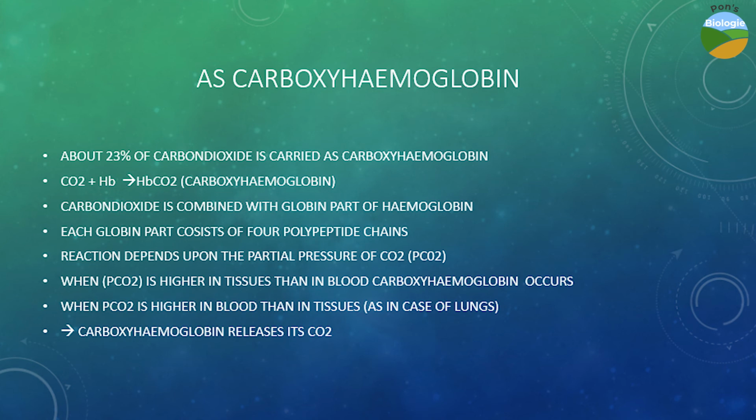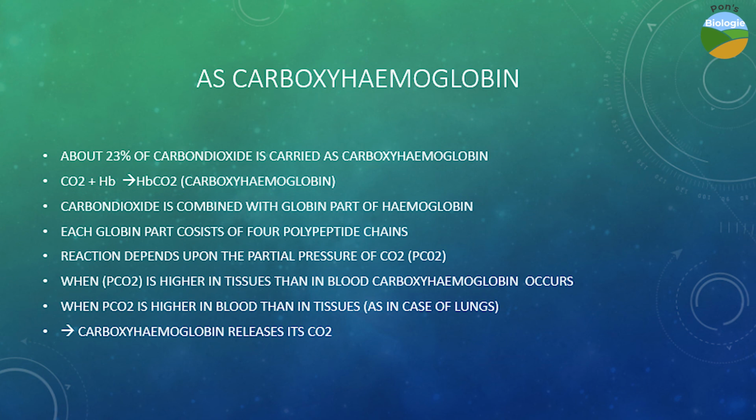As carboxyhemoglobin, about 23% of the carbon dioxide is carried as carboxyhemoglobin. Carbon dioxide binds with hemoglobin to form carboxyhemoglobin. Carbon dioxide basically combines with the globin part of hemoglobin. Each globin part consists of 4 polypeptide chains, and the reaction depends upon the partial pressure of carbon dioxide.